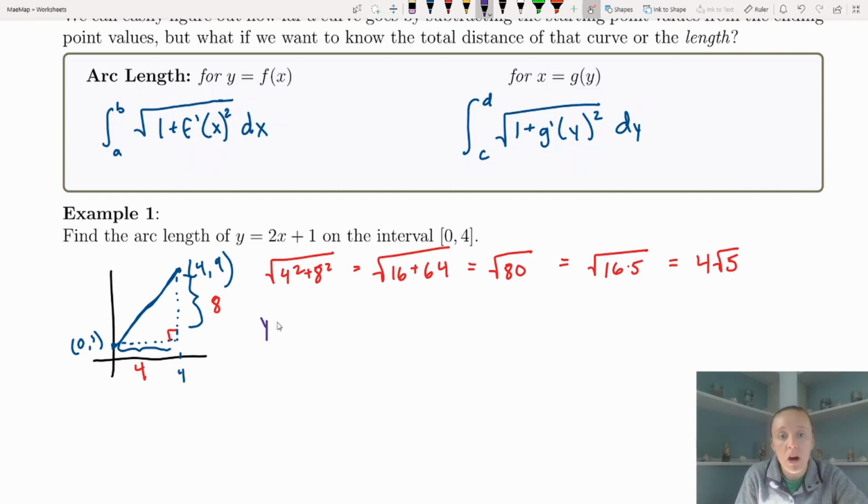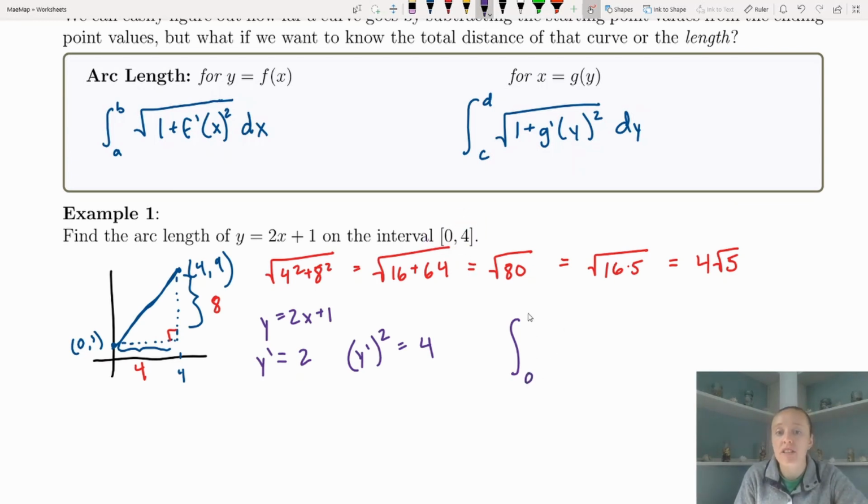So if y equals 2x plus 1, y prime, or f prime of x, is equal to 2. So that means when I square that, y prime squared is going to be equal to 4, because 2 squared is 4. So plugging this into the formula, we're going from a to b, so our starting x value is 0, and our ending x value is 4.